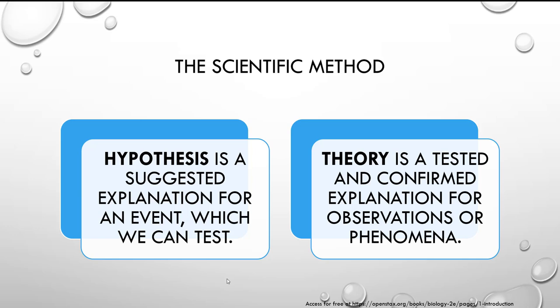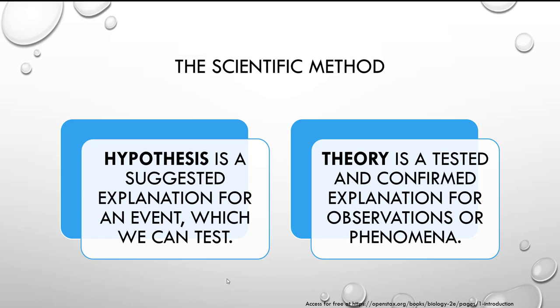Okay, so you might notice that the leaves are green, so then you come up with a plausible explanation for that, and then you test to see if your explanation has data that can support it or reject it. So that is a hypothesis. Now this is different from a theory. A theory is a tested and confirmed explanation for observations or phenomena.